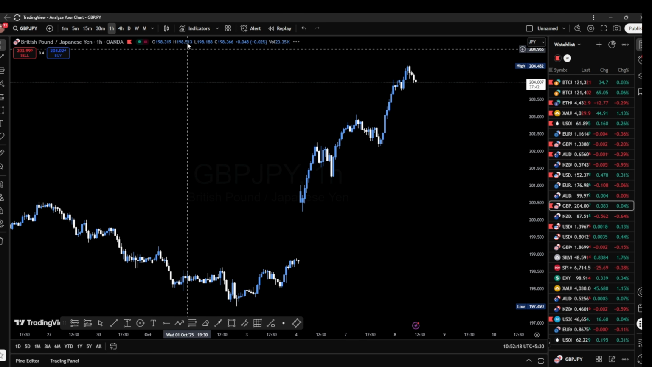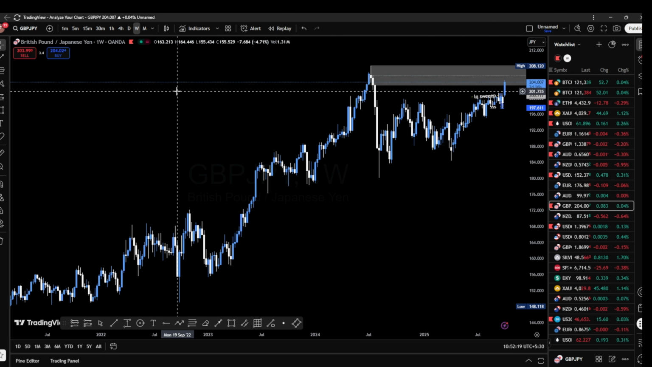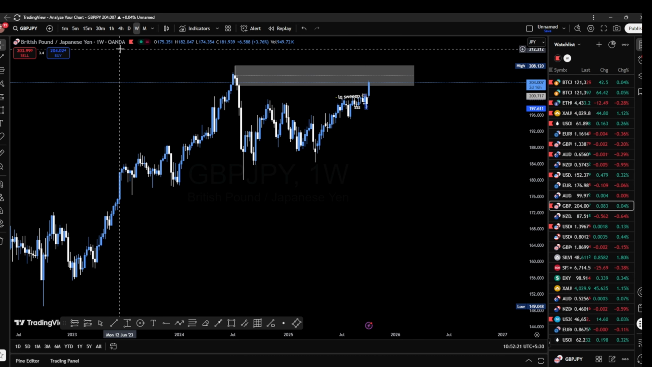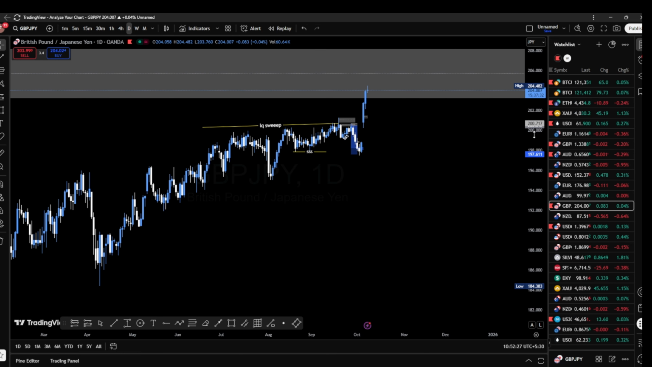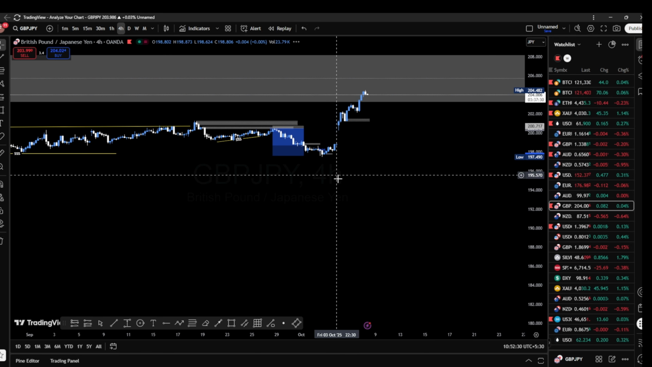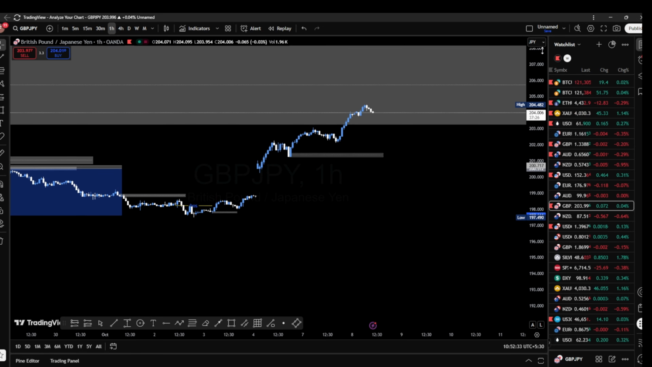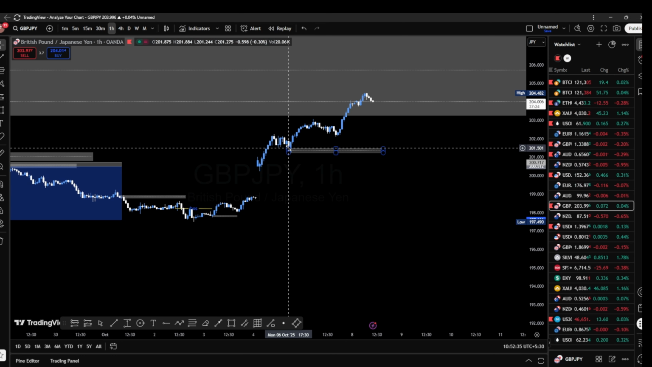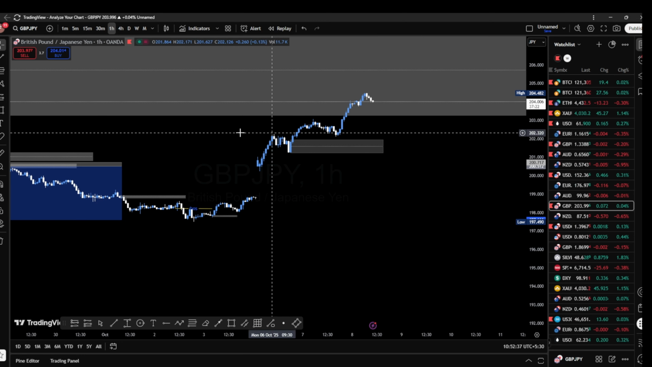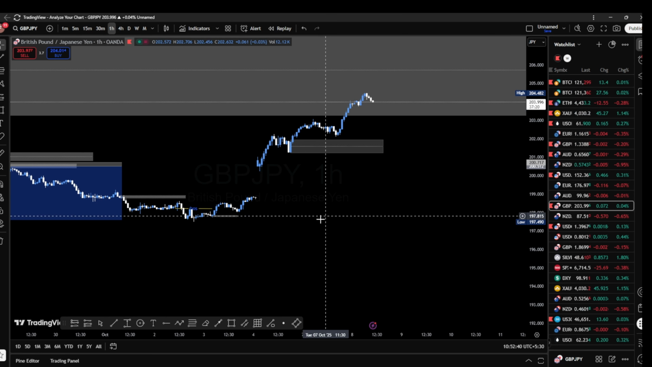Let's talk about ZJ. What's going on in ZJ? In the weekly time frame, we can see, I already told you about this yesterday, this is a supply level where the market can come, and the market is going pretty good. I was waiting for this level, but it didn't come here, so I ignored this.